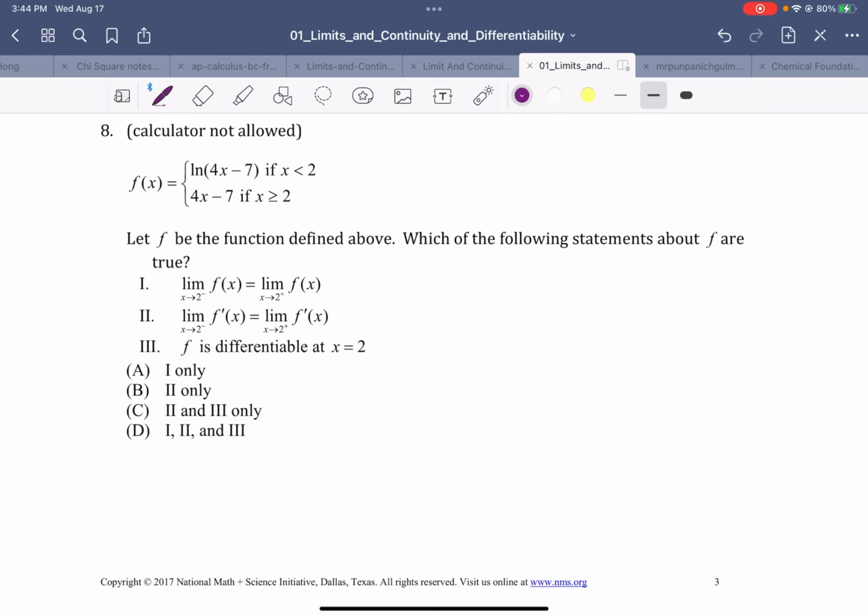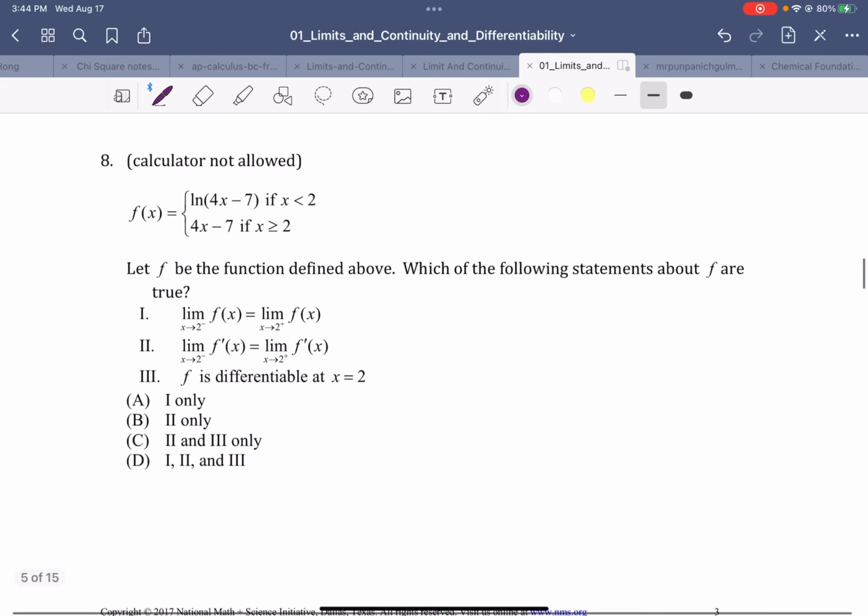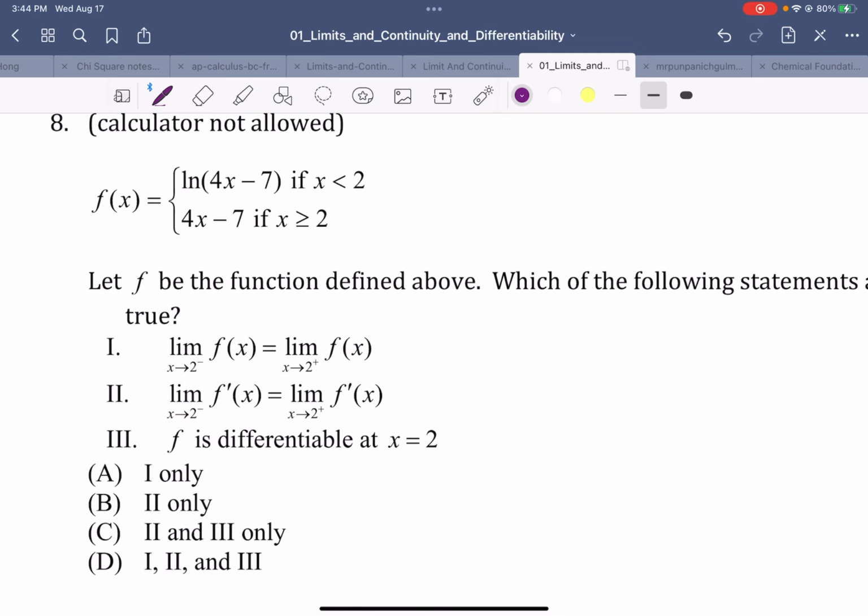Let f be the piecewise function defined above. Which of the following statements about f are true? Let's look at them one by one. The limit as x approaches 2 from the negative side means you plug in 2 into this first piece. So that's ln of, when you plug in 2, 8 minus 7 is 1. ln 1 is 0.